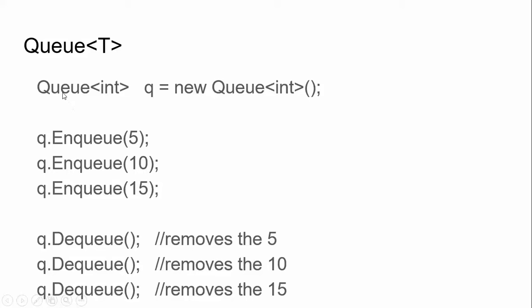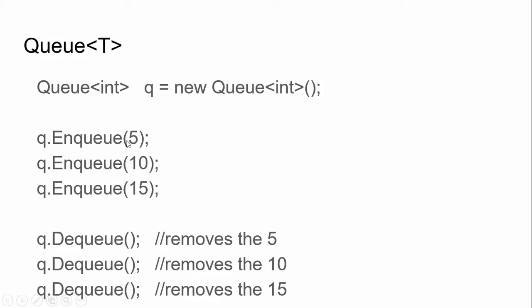I'm going to make a queue of type int, and I'm going to call it q, just the letter q. And I'm going to allocate it, because it's a reference type, equals a new queue of type integer. Now let me just put some stuff in the queue. I'll put in a 5, a 10, a 15. And then when we dequeue elements from the queue, they get removed in the order they were put in.